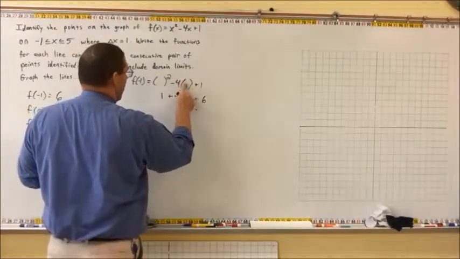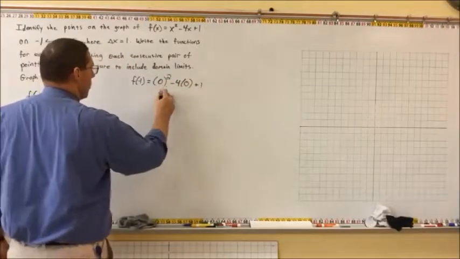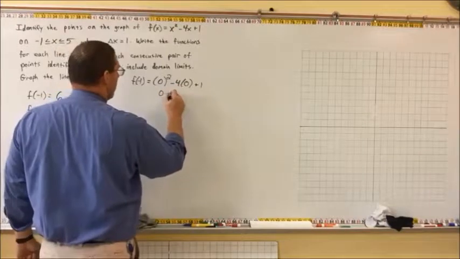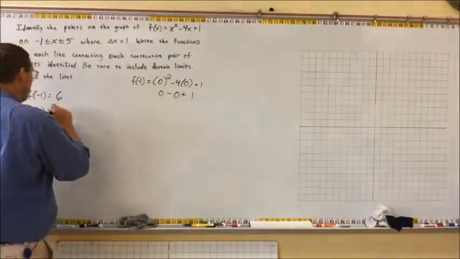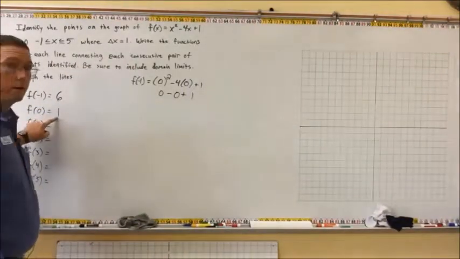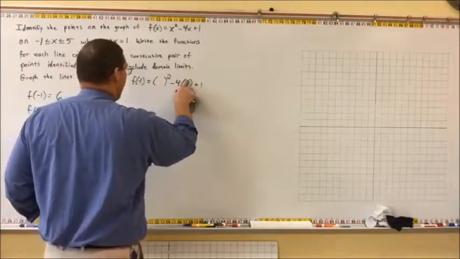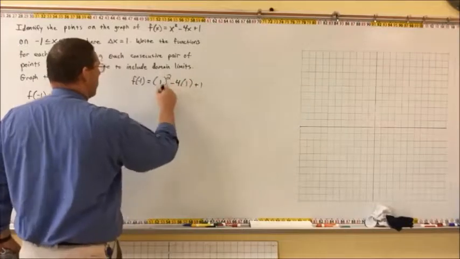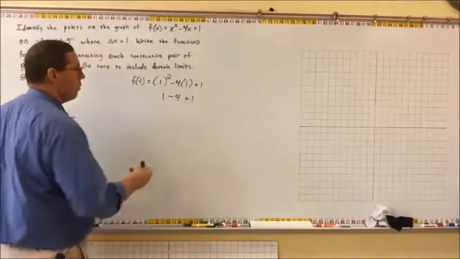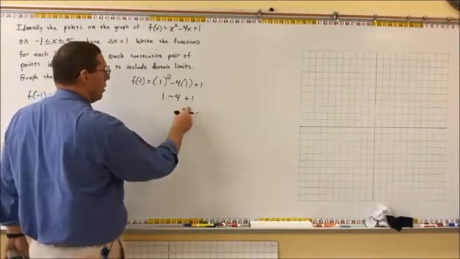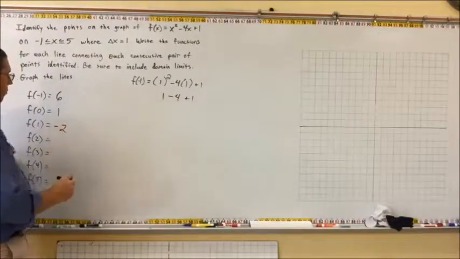All right. Now we're going to plug in 0. 0 squared is 0. -4 times 0 is 0, plus 1. 0 minus 0 is 0, plus 1 is 1. So f of 0 is 1. Okay? All right, now let's plug in 1. 1 squared is 1. -4 times 1 is -4, plus 1. 1 minus 4 is -3, plus 1 is -2. So f of 1, that's -2.